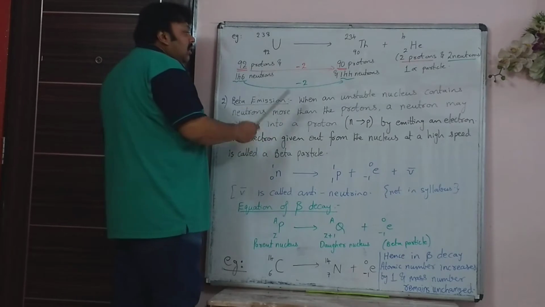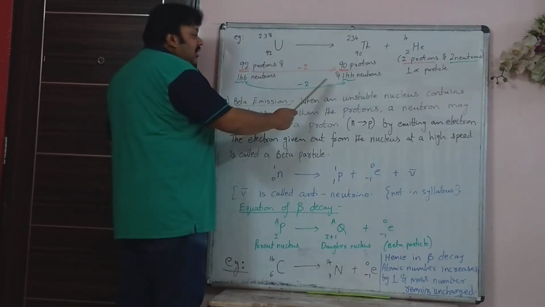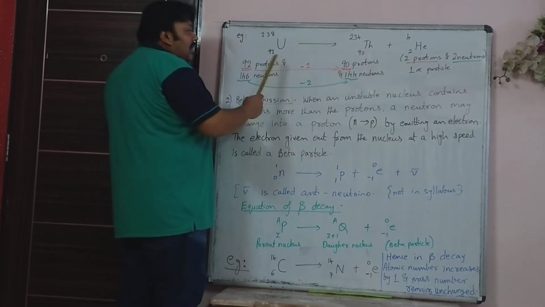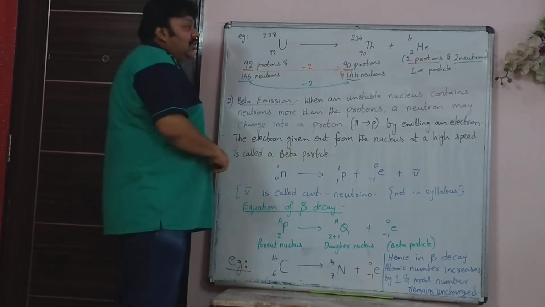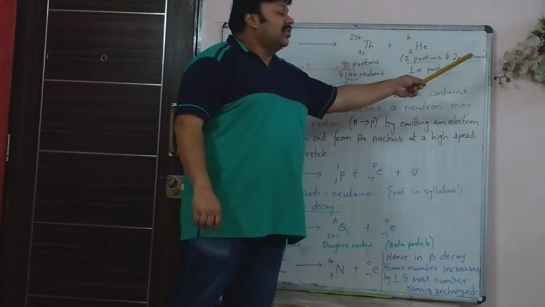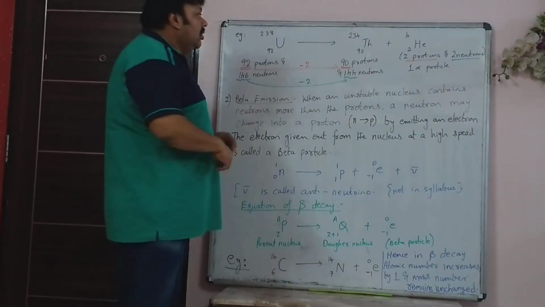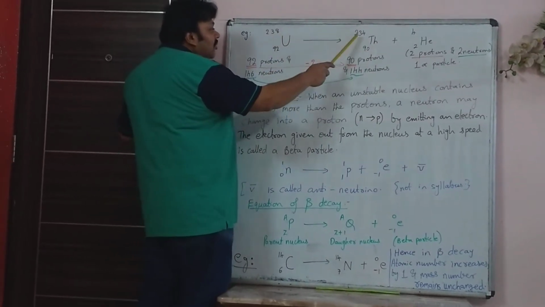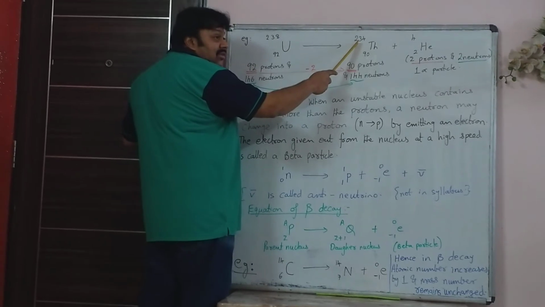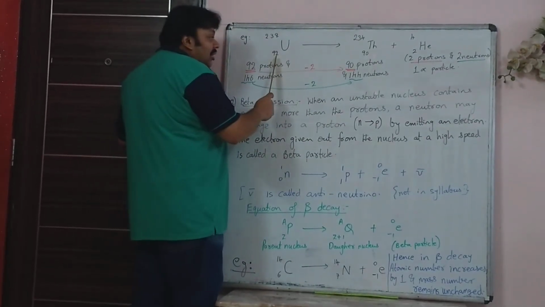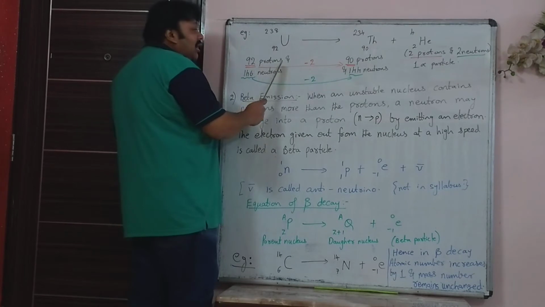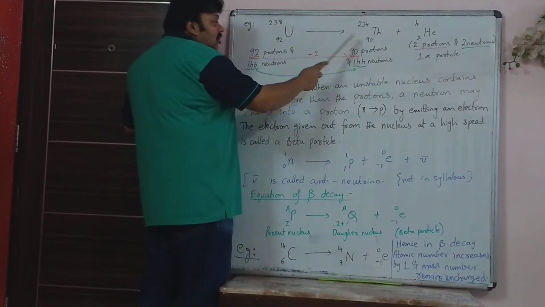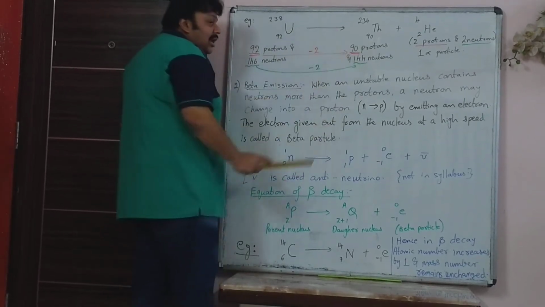So that is why the atomic number decreases by 2, and mass number will decrease by 4, because the mass of 2 protons and 2 neutrons adds up to 4. So that is why you will see that 238 will become 234 when the mass decreases by 4. And atomic number is decreasing by 2 because 2 protons are emitted. So minus 2 protons, 92 minus 2 will become 90.